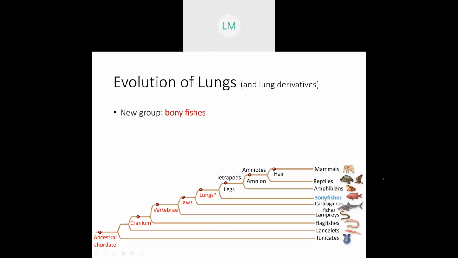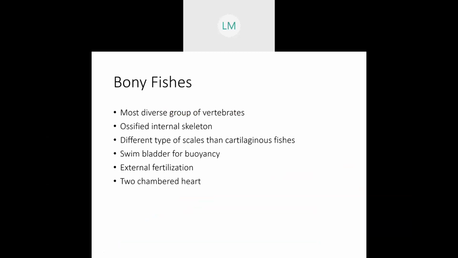So we talked about our fish that had cartilaginous skeletons, and now it's fish that have a bony, ossified internal skeleton. The bony fish are the most diverse group of vertebrates. Just talking about vertebrates here, this is our most diverse group. They have this internal skeleton that's bony. It's no longer cartilaginous, it's ossified. The scales on the outside of our bony fish look a little bit different than our cartilaginous fish. There are two different types of scales they might have, but they're both different compared to those teeth-like scales on the outside of cartilaginous fish.